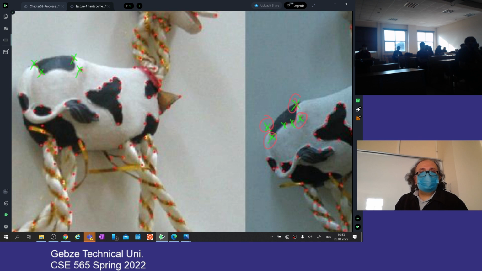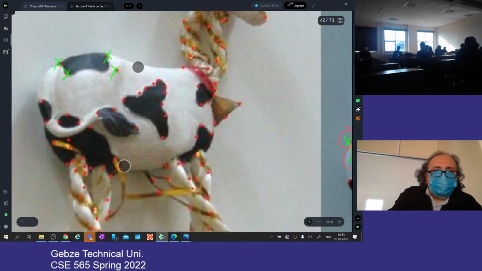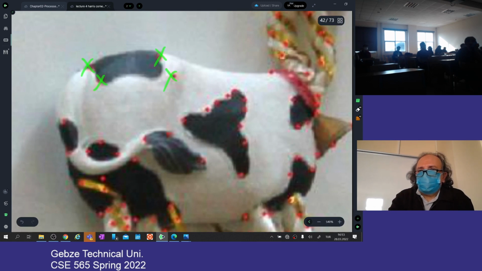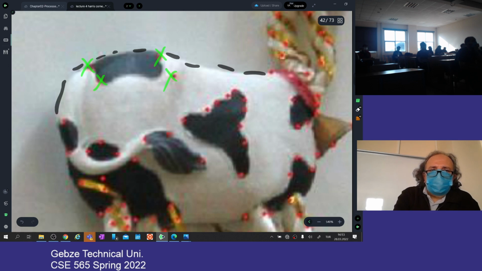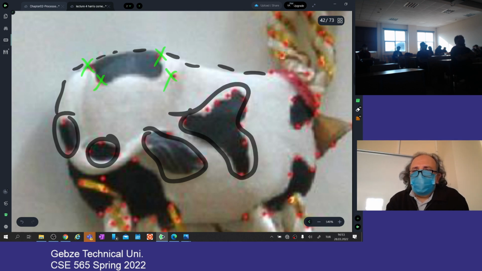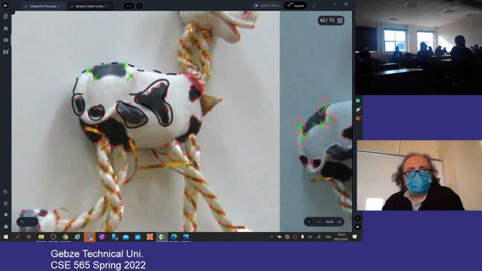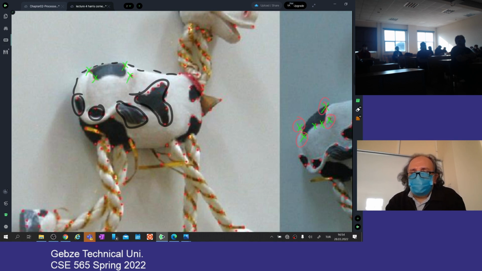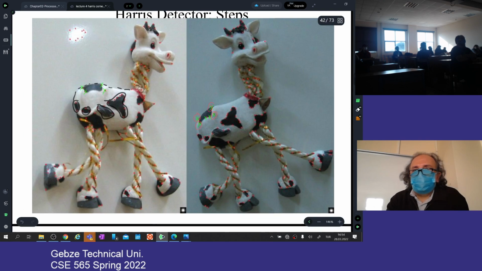So remember, if I try to do the same thing with the edges, there are millions of edges for this image. There are edges here, right? Edges around these spots, edges around like that. There are many edges, but the number of corners is much smaller than the number of edges, and they are distinctive. Okay, there is a hope of finding the same corner in the other image.